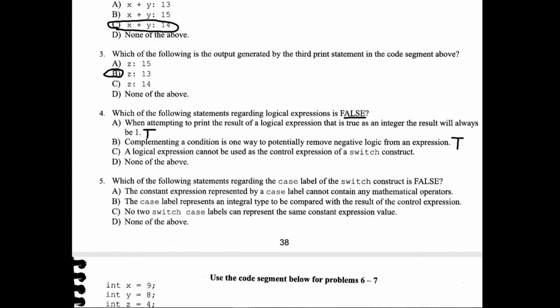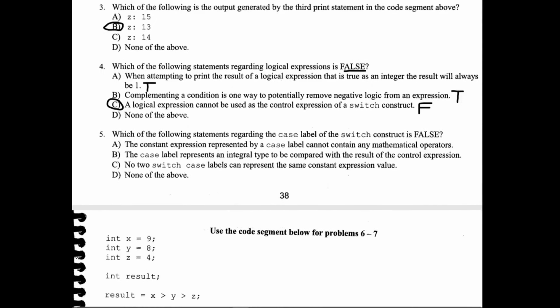Another choice, C: a logical expression cannot be used as the control expression of the switch construct. Now, in the class, we don't use logical expressions, or they never showed us how to do this. But one thing that's really important to remember about C is that C pretty much lets you do basically anything. Almost anything you want to do in terms of logic, it will let you do. So this is actually false. You can use a logical expression as the control expression of a switch construct. So that's false. And so C is our answer.